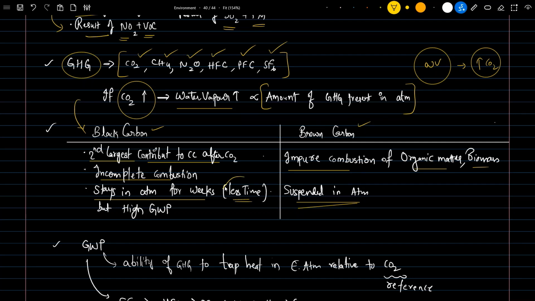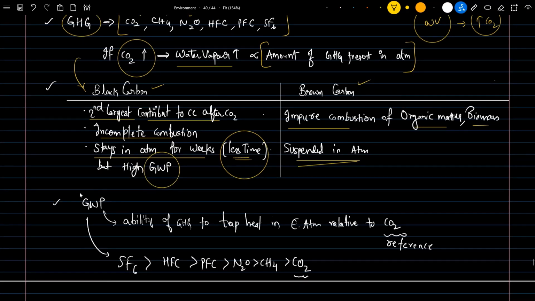this black carbon, even though it stays for less time in the atmosphere, has a high global warming potential. What does global warming potential mean? It is nothing but the ability of a greenhouse gas to trap heat in the Earth's atmosphere relative to CO2. So here we take CO2 as a reference: how much heat the presence of CO2 will capture.